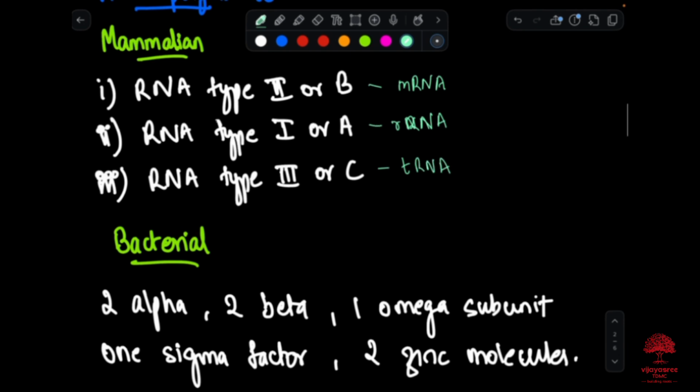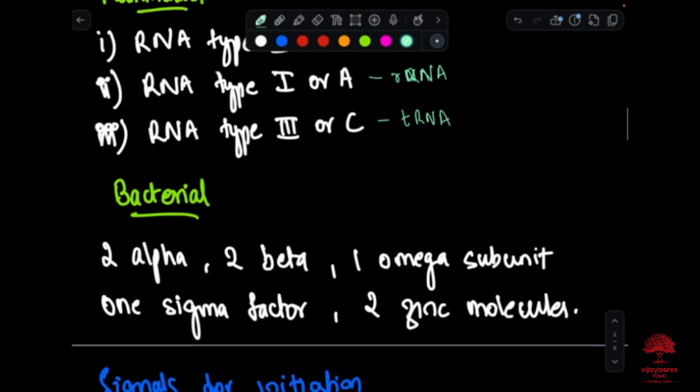Now when it comes to a bacterial RNA polymerase, it has two alpha subunits, two beta subunits, one omega subunit, one sigma factor, and two zinc molecules. Now this beta subunit will fix at the initiation site. And then we have the sigma factor which recognizes the promoter sequence.